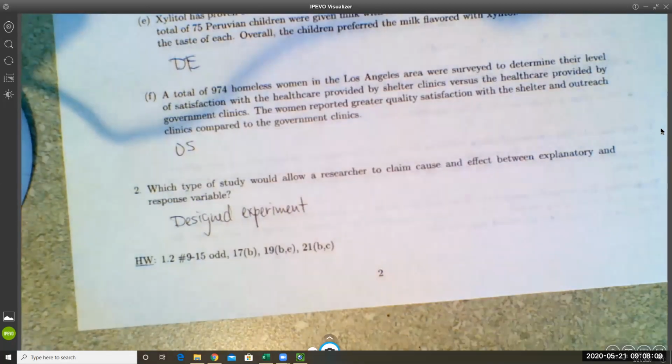Observational studies allow us to see correlation, which is valuable, because if you see a correlation, then that tells you, oh, I should study that thing a little bit more closely to see if there's a cause and effect relationship, right? But you can't just assume from an observational study that one thing is causing the other to happen.